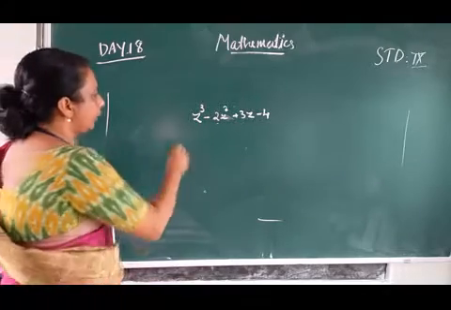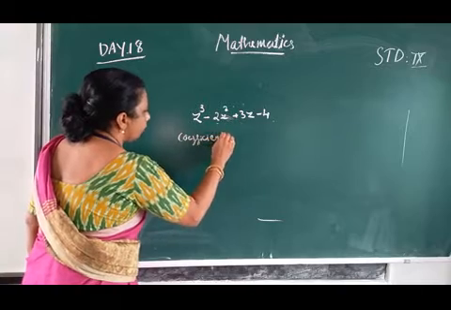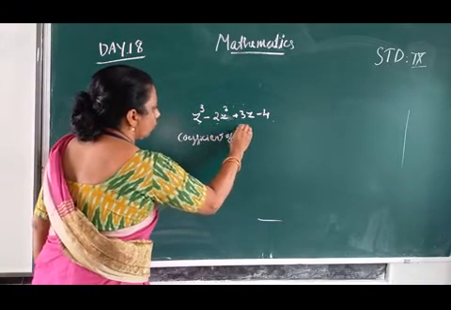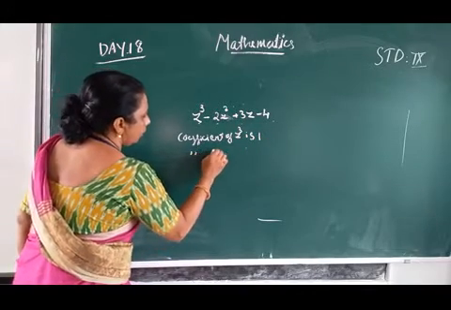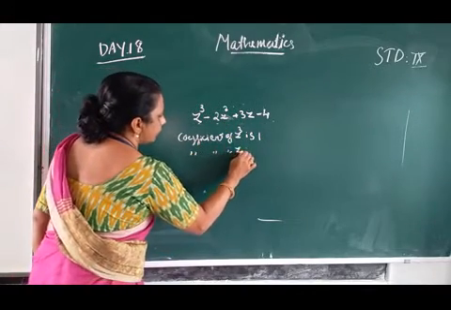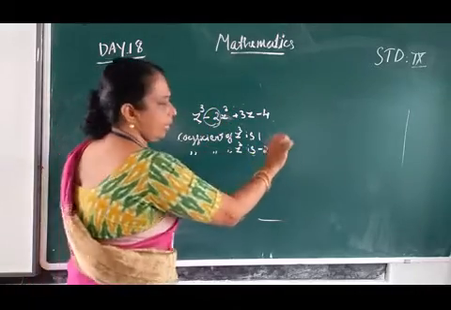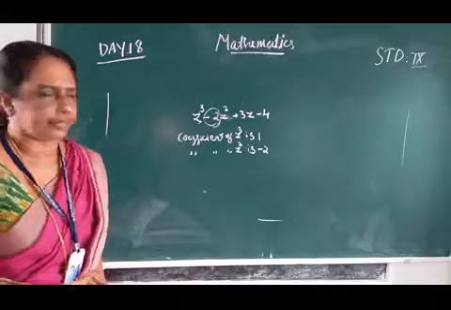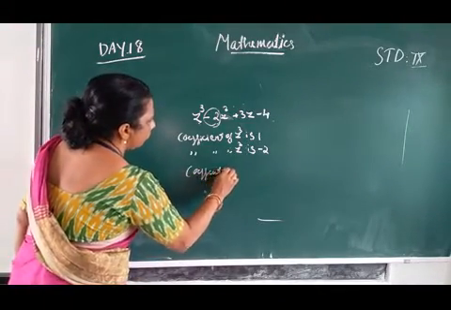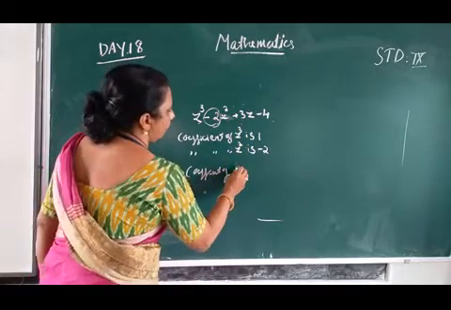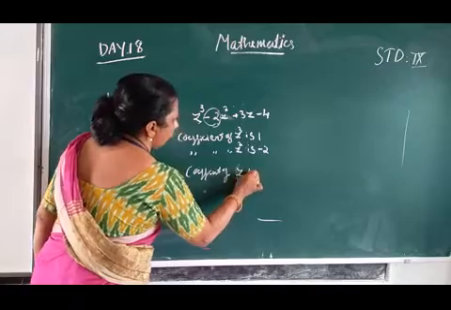Next, the coefficient of z cube is 1. The coefficient of z square is minus 2. You know, including the sign, we have to say the coefficient. Next, the coefficient of z is 3.